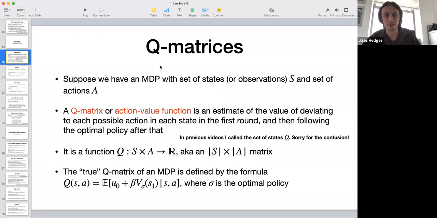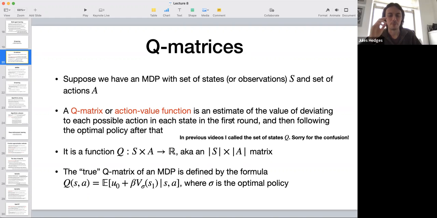So suppose we have an MDP, or more generally just some environment with a set of states or observations, which we'll call S, and a set of actions, which we'll call A. The Q matrix, or the action value function, is supposed to be an estimate of deviating, given the current state, to that given action in the first round, and then afterwards following the optimal policy.